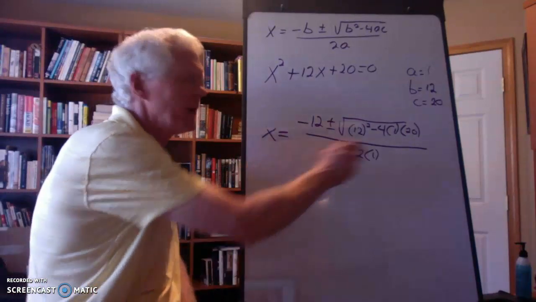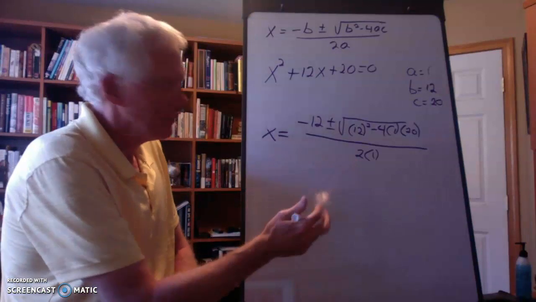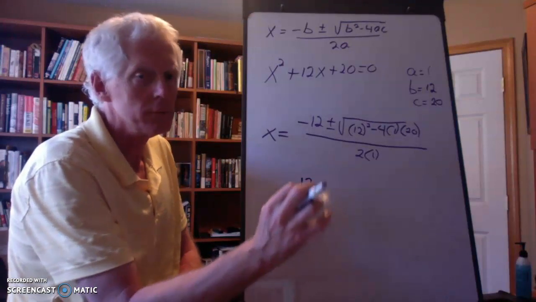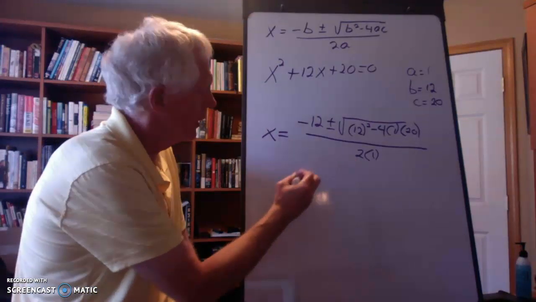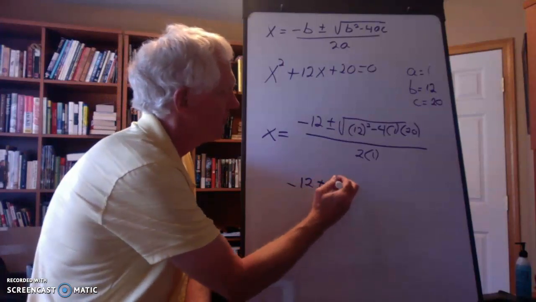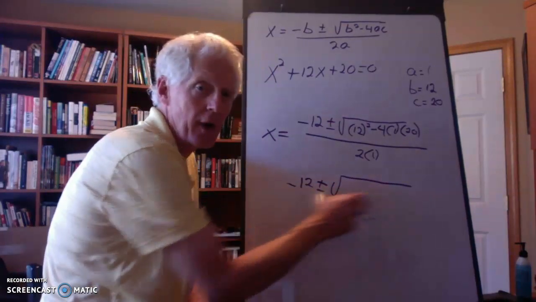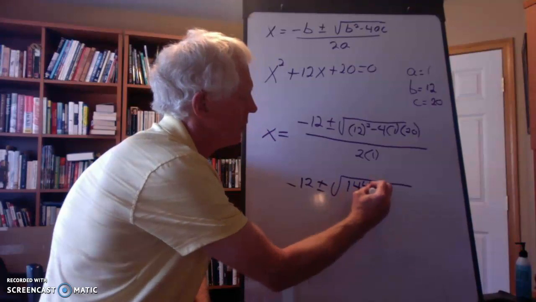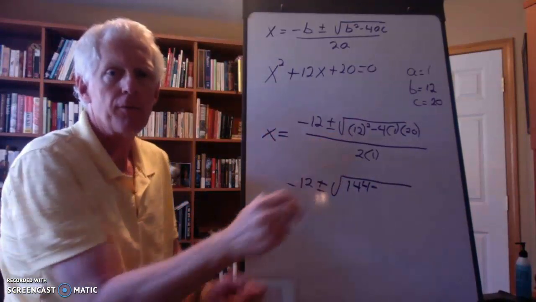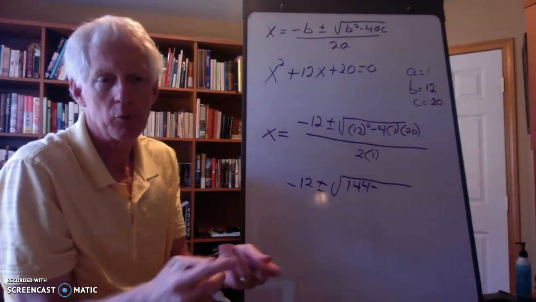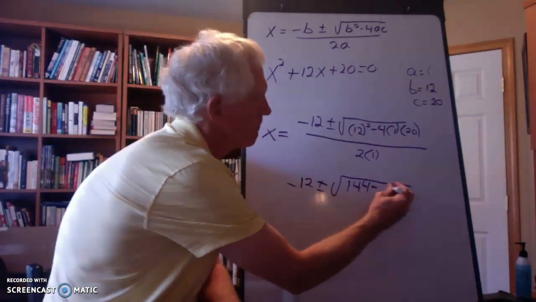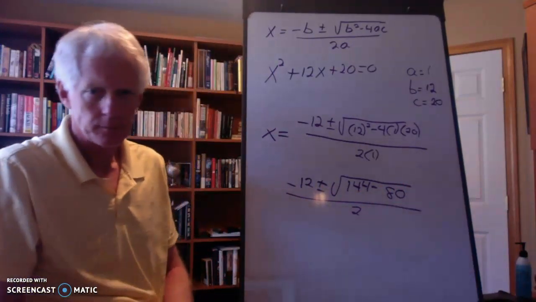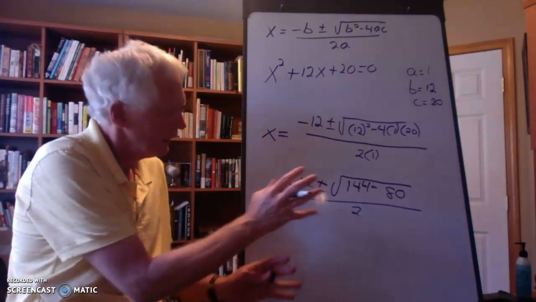So we've plugged in the values. Now I want to evaluate them. I have negative 12. Now the place for error is going to be under the radical. That's always the confusing part. Negative 12 plus or minus, here we go. Let's figure this out. 12 times 12 is 144, minus 4 times 1 times 20. 4 times 1 is 4, times 20 is 80. All of that over 2 times 1.